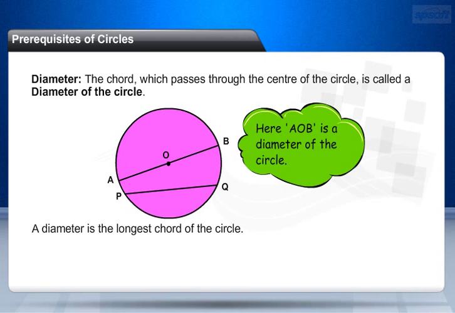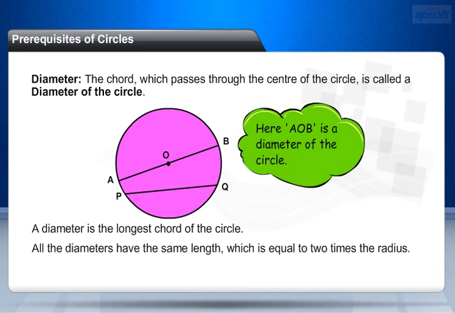A diameter is the longest chord of the circle. All the diameters have the same length, which is equal to 2 times the radius. So, diameter is equal to 2 into radius.